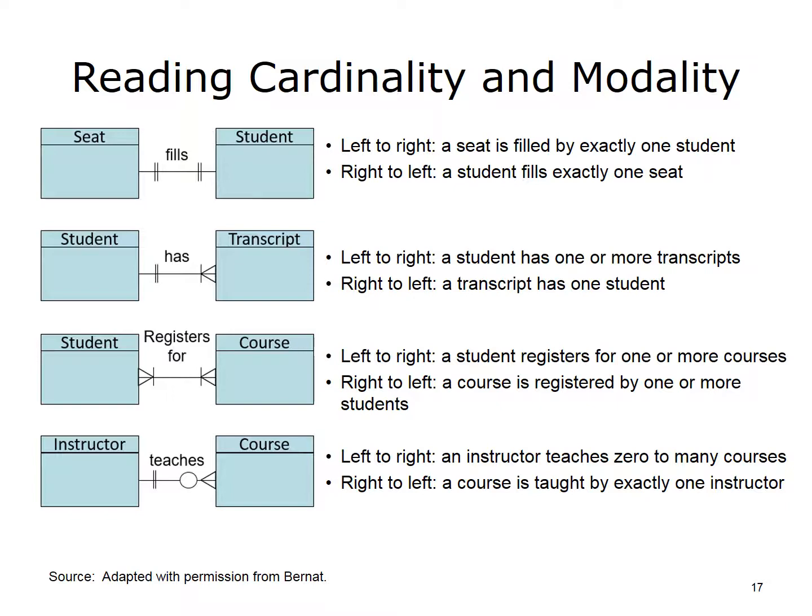The instructor teaches course example shows left to right, an instructor teaches 0 to many courses. Right to left, a course is taught by exactly one instructor. Reading cardinality and modality: seat to student, student to transcript, student to course, instructor to course. Source, adapted with permission from Burnett.